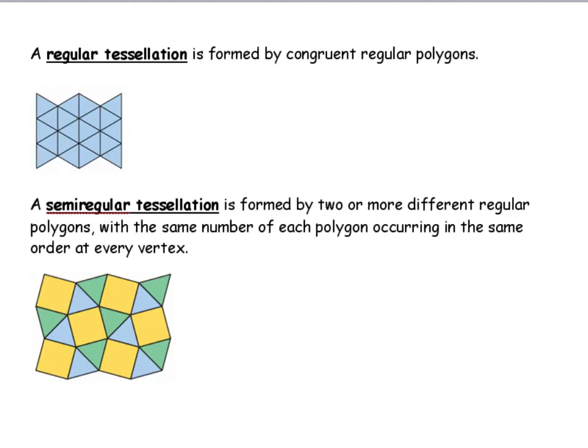A regular tessellation is just simply formed by regular polygons, like an equilateral triangle, and so on. A semi-regular tessellation is formed by two or more regular polygons, with the same number of each polygon occurring in the same order at each vertex. So triangle, square, triangle, triangle, square, triangle, square, triangle, triangle, square, and so on. They end up with the same pattern. Semi-regular, just think it's not going to be the exact same thing over and over again, okay?